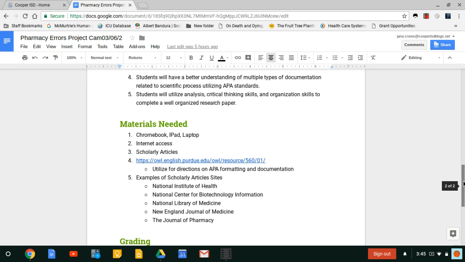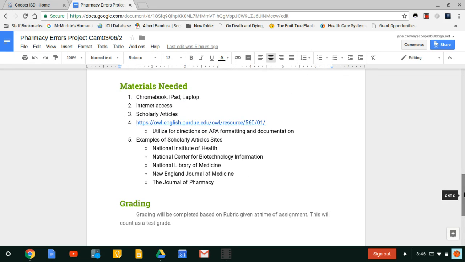In the medical field, in any kind of medical practice or medical research or any kind of medical paper you have to do in any part of healthcare, you use APA format. I've even given you some common places to look for scholarly articles: the Journal of Pharmacy, the New England Journal of Medicine, the National Library of Medicine, the National Center for Biotechnology Information, and the National Institutes of Health. They all have really good scholarly articles on common errors in the pharmacy. So be sure that you utilize the information you've been given.